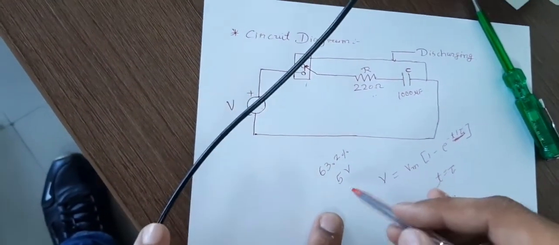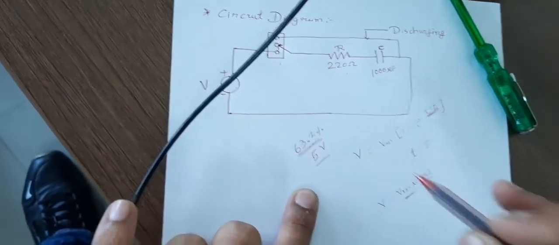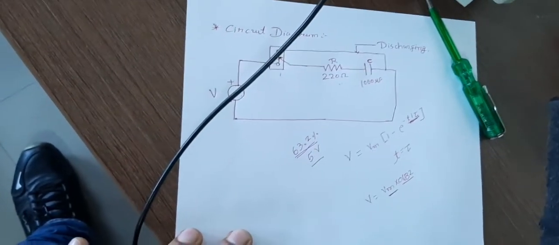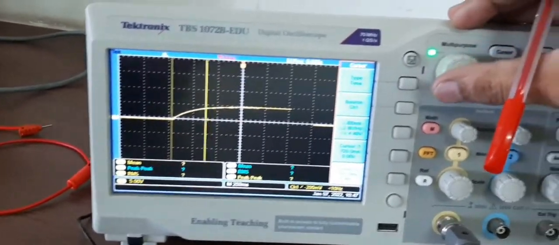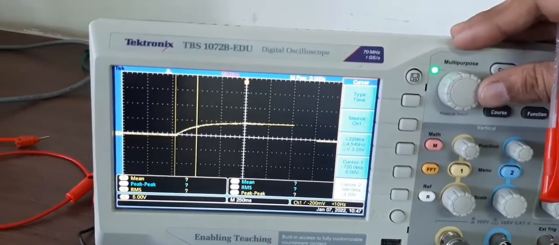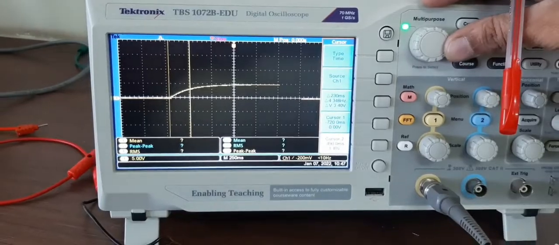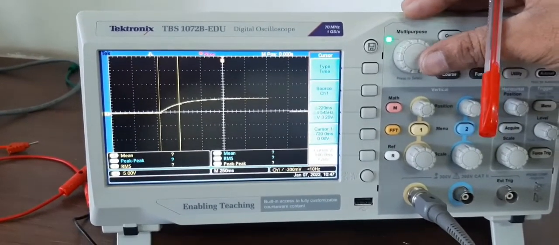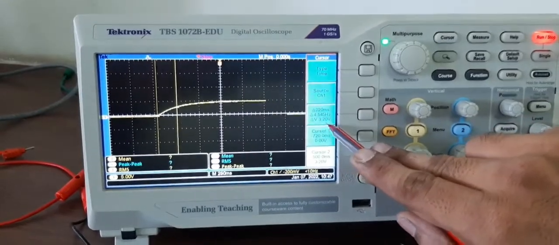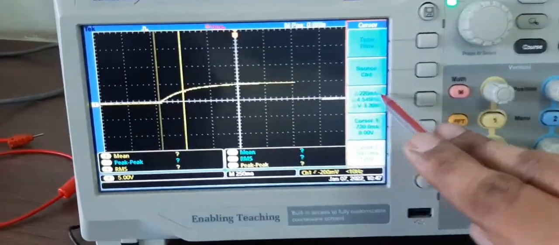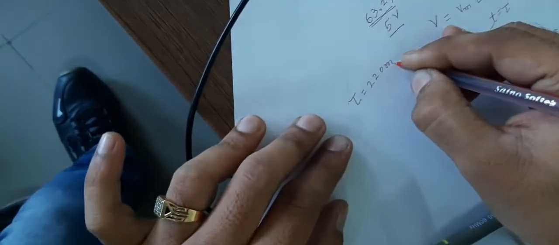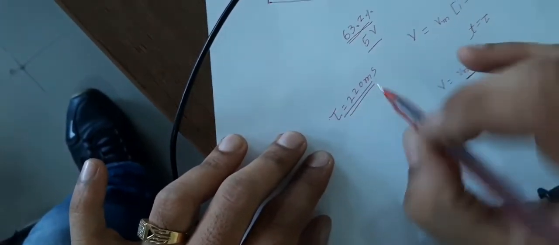So here we need to find out 63.2% of the 5 volts, and we'll set the second cursor on the DSO at that particular voltage. So let's say it's 3.2. Here there is a voltage of 3.2 volts, and the time between the two cursors is 220 milliseconds. So here we can see that our tau is 220 milliseconds. This is my original value of tau.